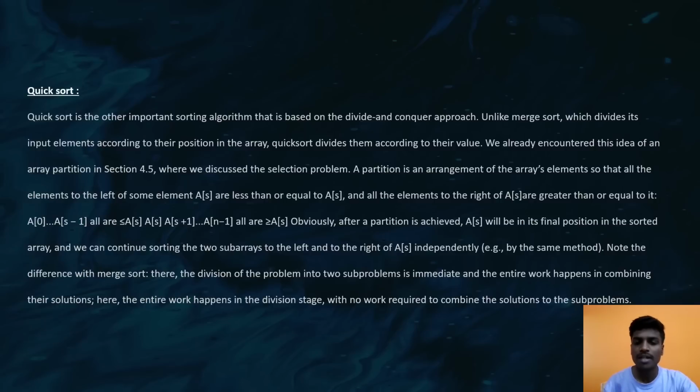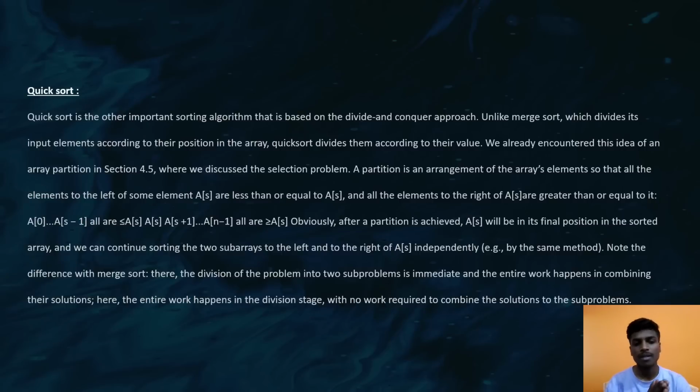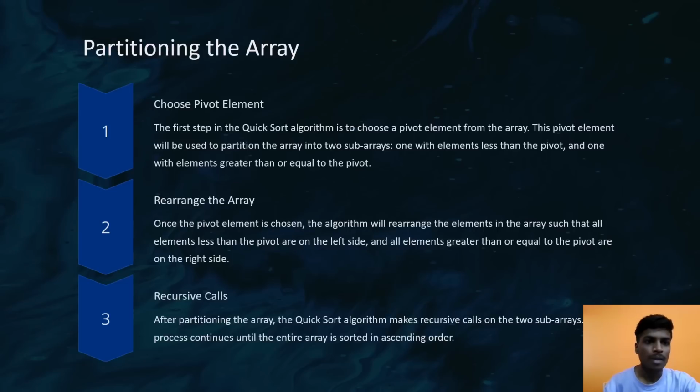Obviously, after partitioning is achieved, A[s] will be in its final position in the sorted array, and we can continue sorting the two subarrays to the left and to the right of A[s] independently. The difference from merge sort is that the division of the problem into two subproblems is immediate and the entire work happens in dividing rather than combining their solutions. Here let us see how the partitioning of the array is done.